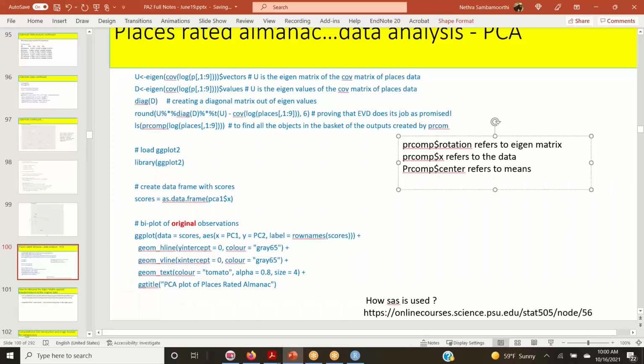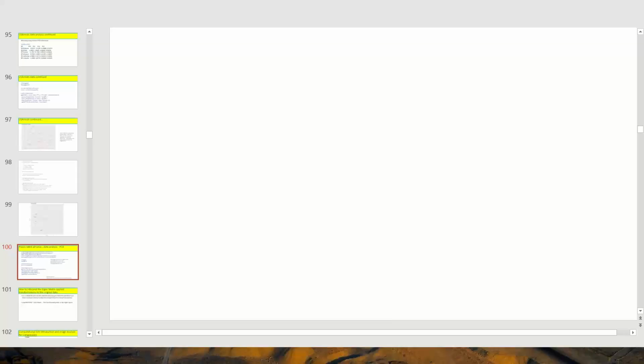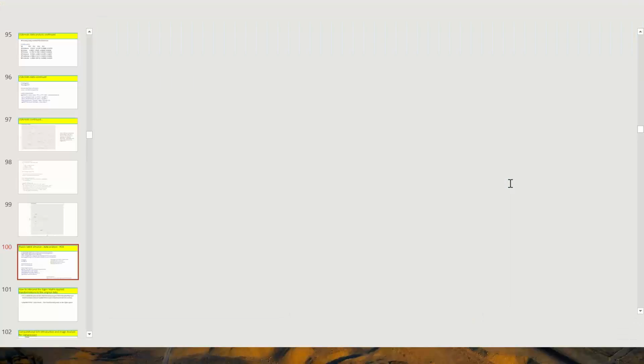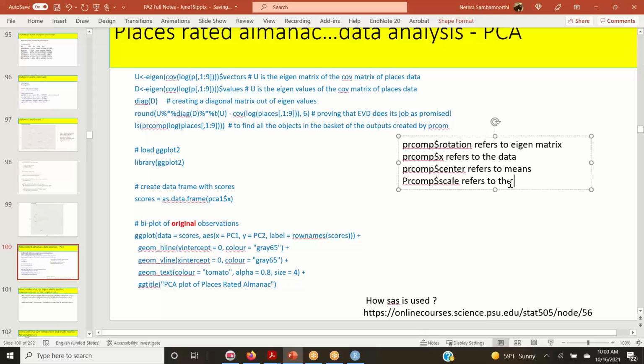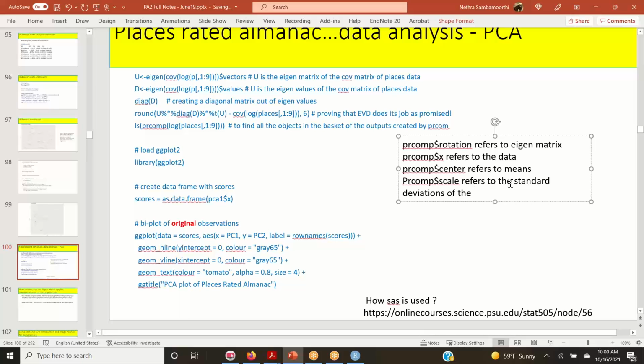prcomp dollar center refers to means, it should be lowercase. Do you understand, Nini, what I'm writing and explaining here? Scale refers to the standard deviation of the attributes. These are the outputs of prcomp: rotation, x, center, scale. So far, so good, Nini?